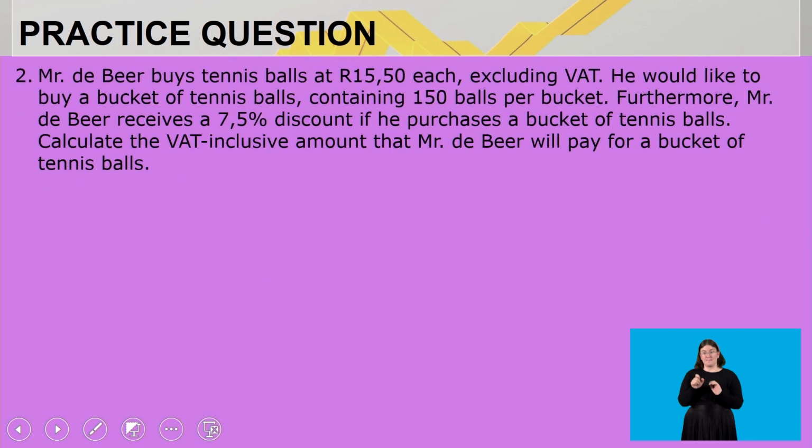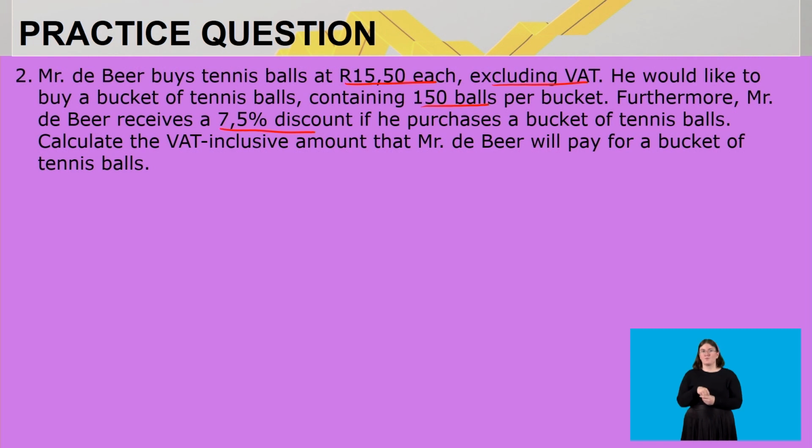Right, question number 2. Here we are saying that Mr. De Beer buys tennis balls at 15.50 Rand each, excluding VAT. So that's per ball and that's excluding VAT. You'd like to buy a bucket of tennis balls containing 150 balls per bucket. Furthermore, Mr. De Beer receives a 7.5% discount if he purchases a bucket of tennis balls. Calculate the VAT inclusive amount that Mr. De Beer will pay for a bucket of tennis balls. Right, so VAT inclusive amount.